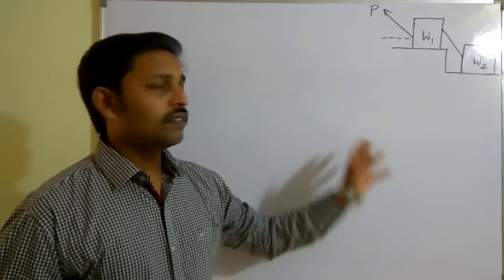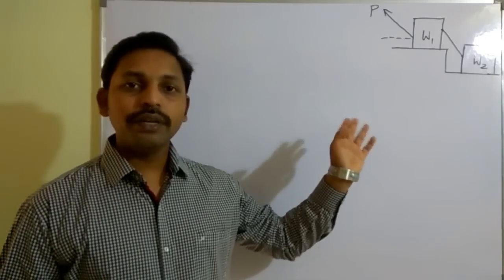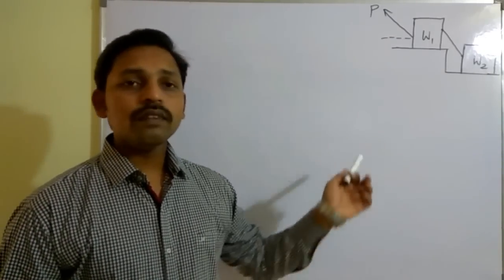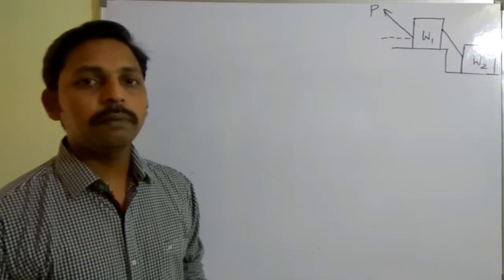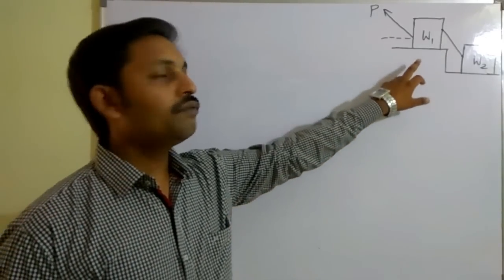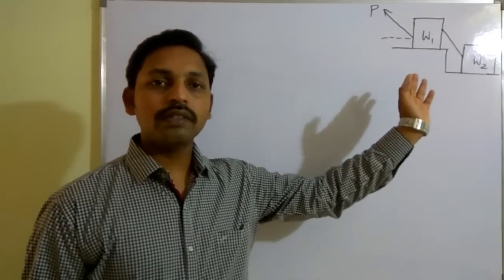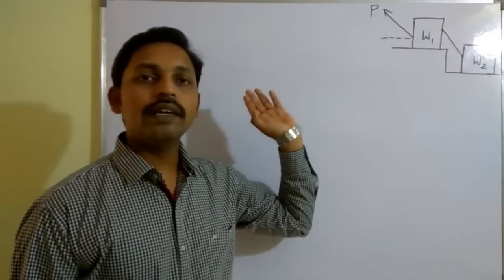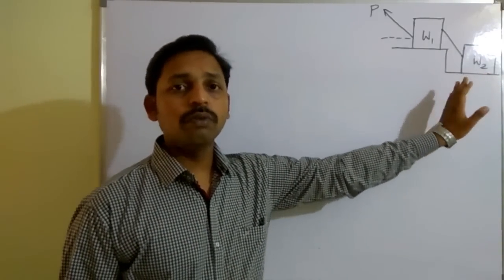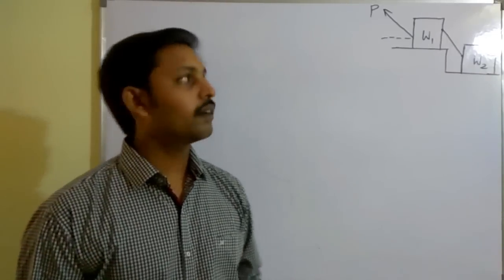Here, the same procedure as in earlier problems: you need to draw the free body diagram for each and every block. Later, you need to apply equations of equilibrium. First, I will consider the free body diagram for block 1. When I apply force P in this direction, this block is able to move along the left hand side direction. Then the second block will also move along the left hand side direction. Why? Because they are connected by means of a string, right?